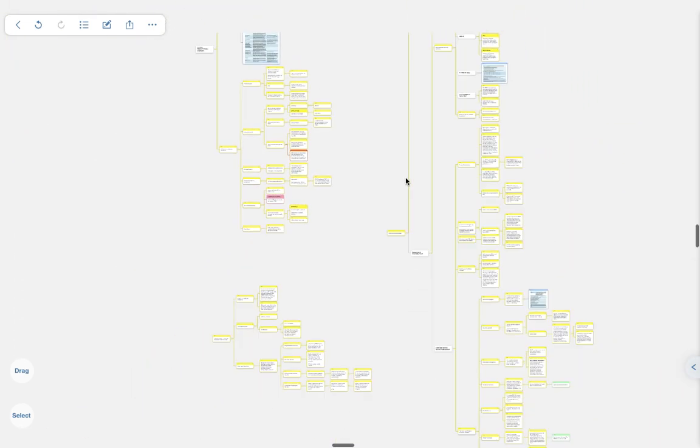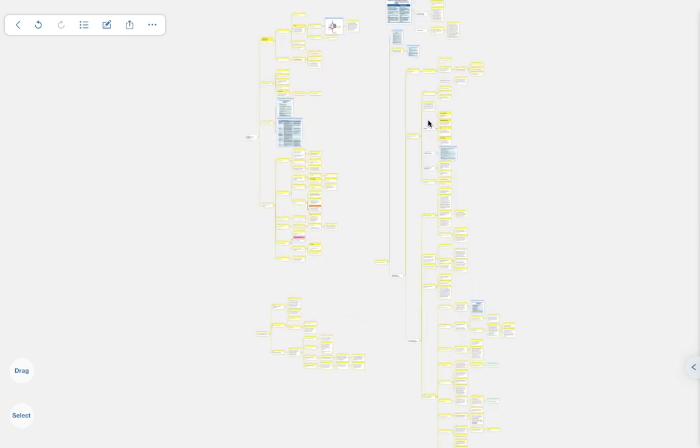In the next section, we'll be talking about approach to the treatment, as we know that this is a pretty big section to first understand.